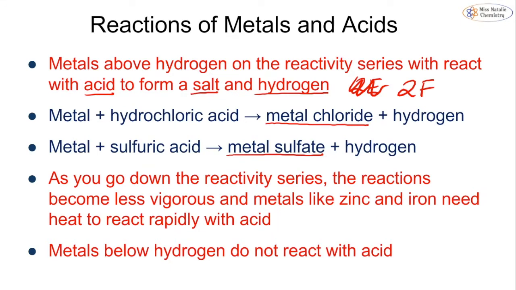And again, as you go down the group, the reactions become less vigorous, and metals like zinc and iron need heat in order to react with acid. So the closer you get to hydrogen, the more energy you actually need to put in order for the reaction to happen. Our more reactive metals will react when it is cold and we don't need any heat. But as we go down and they become less reactive, we have to have heat in order to kickstart the reaction. And anything below hydrogen is not going to react with an acid. So that would be gold, silver, or platinum, or even copper.